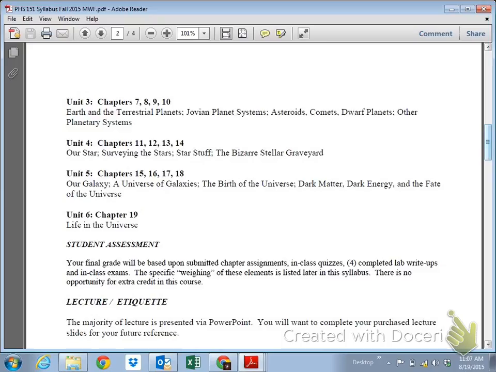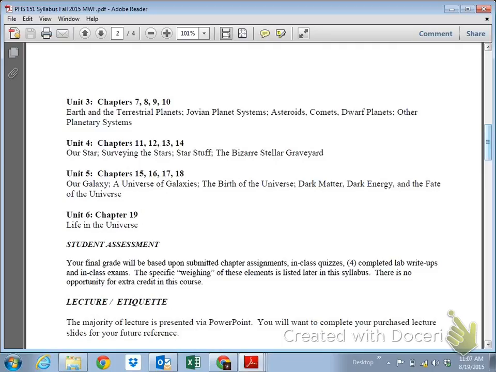Unit 4, we'll be talking about stars. We'll start out with our sun, and then we'll talk about other stars, how they live their lives and how they die. Everybody has heard of the supernova explosion, that sort of thing. We'll end up talking about that, one path that stars can take in their lives.